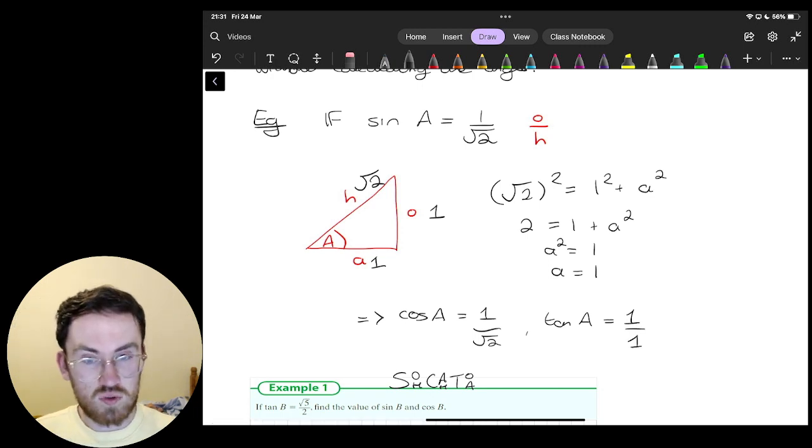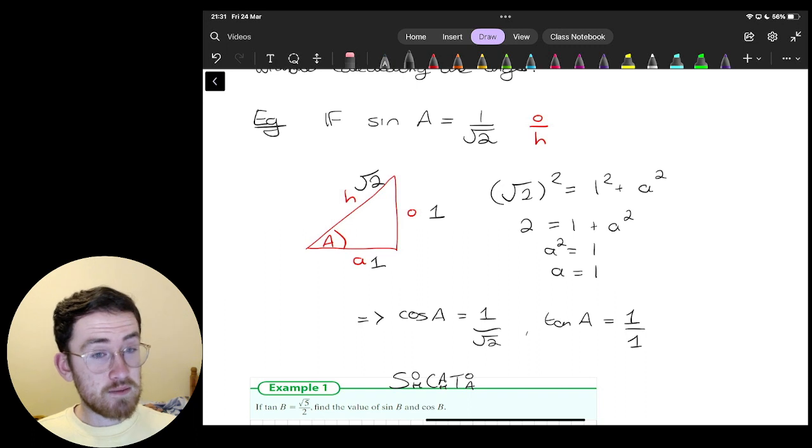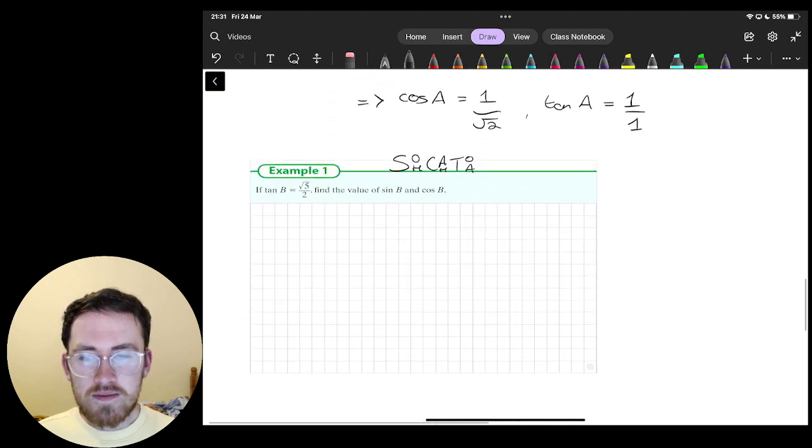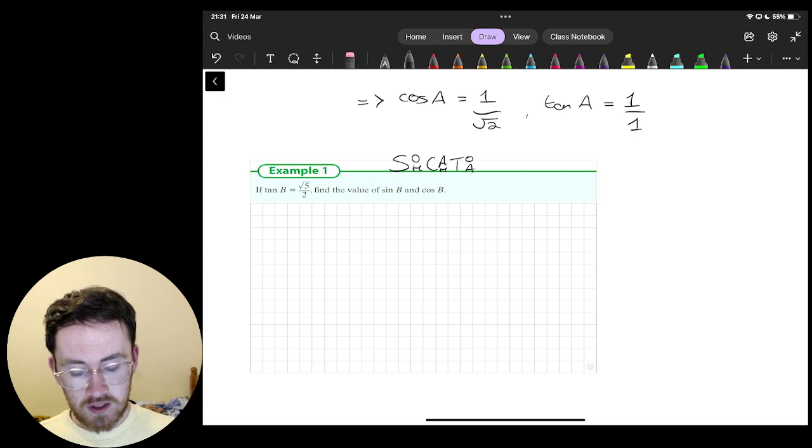Or just 1. And what that means is it lets us rewrite those ratios without having to actually work out what that angle is. Sometimes that can be really useful for some questions to quickly find another ratio. So same thing goes here. If tan B is root 5 over 2, find the value of sine and cosine.